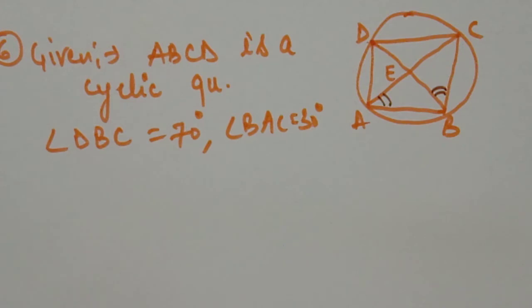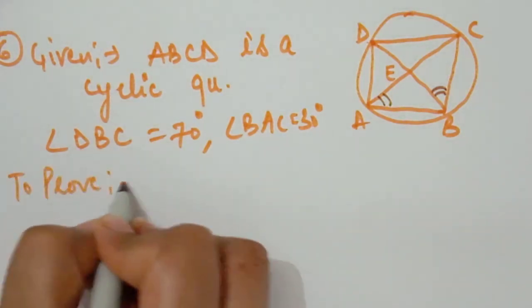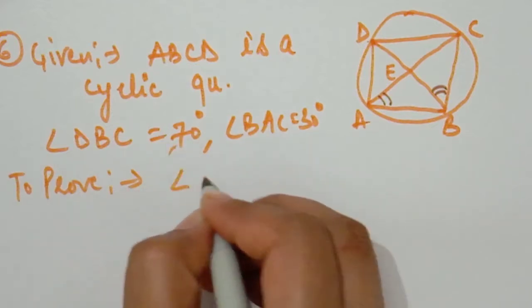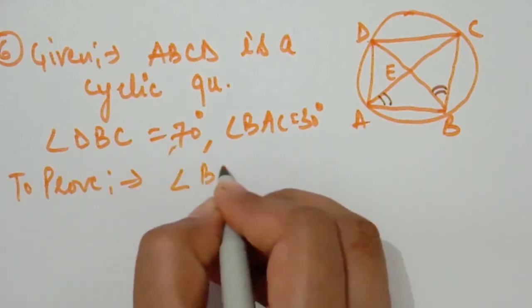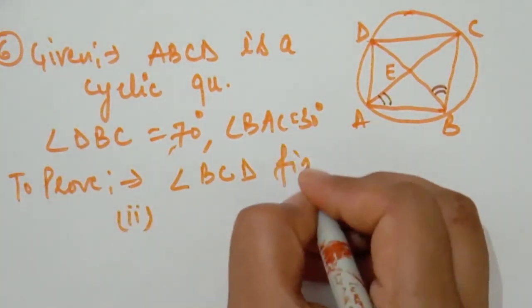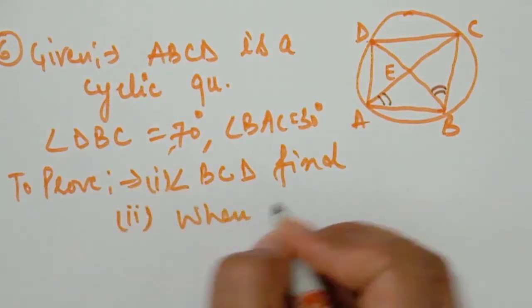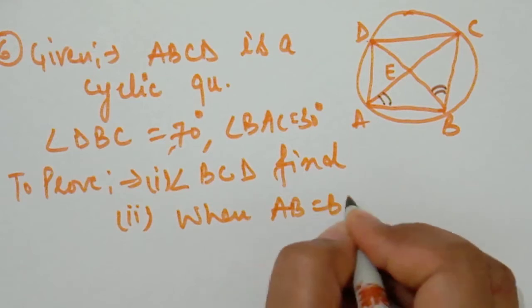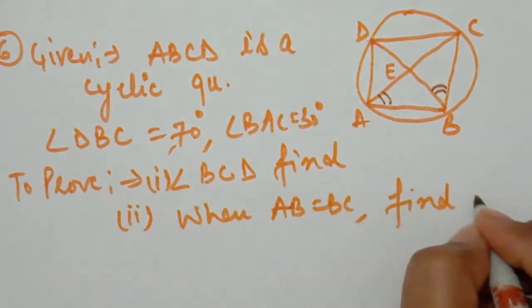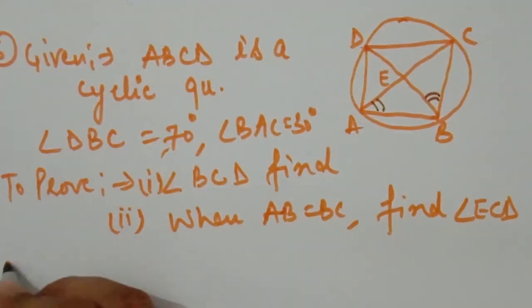So students, what we have to prove? We have to find angle BCD. Find this angle. This is our first part. And the second part, when AB is equal to BC, find angle ECD. So we have 2 parts in this question to prove.